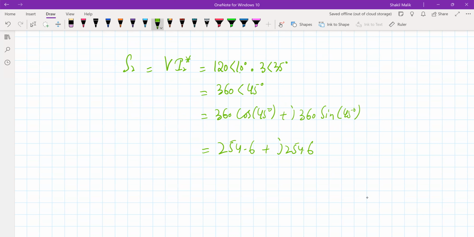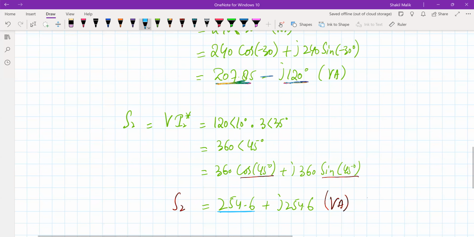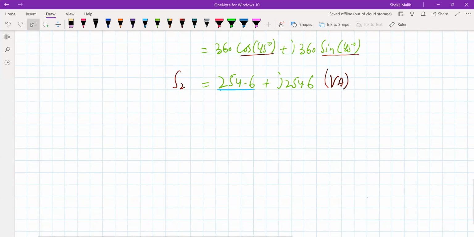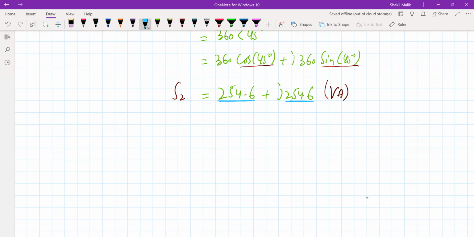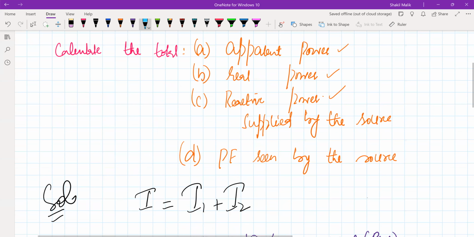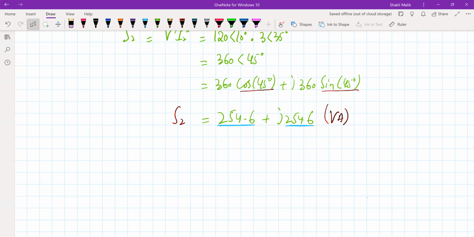Why is the value of the real part and imaginary part the same? Because cos 45 is 1 by root 2, and sin 45 is also 1 by root 2. If you remember, the values of sine and cos are the same, volt ampere. So this is the complex power consumed by element 2. This is the power dissipated by the resistor present in this branch, and this is the power stored by the element here. Now you can see Q is positive, which means the second branch has inductive loading.